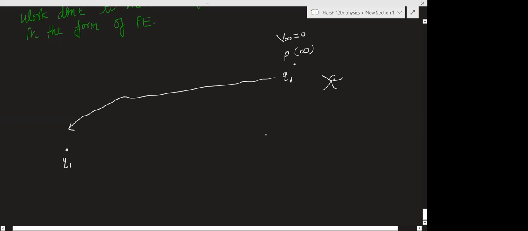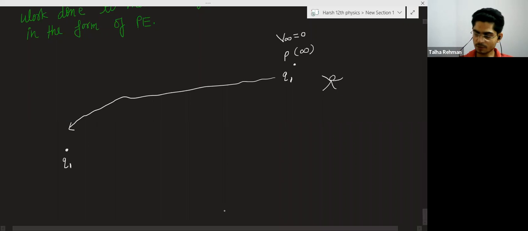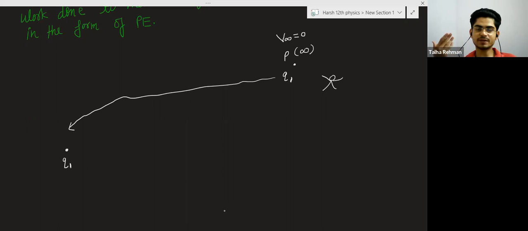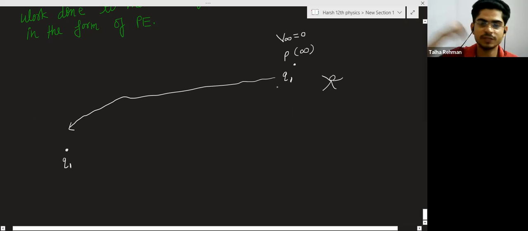This is V at zero. This is considered in physics, so as to simplify the thing. So now let's see what this person has done. He carries a charge on his back and leaves that charge here.